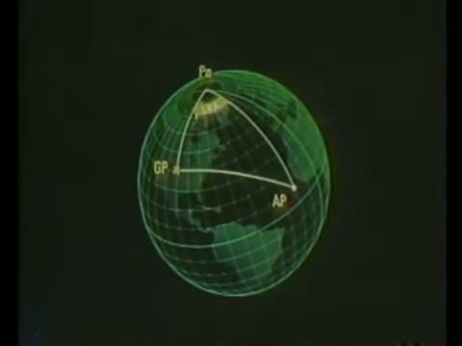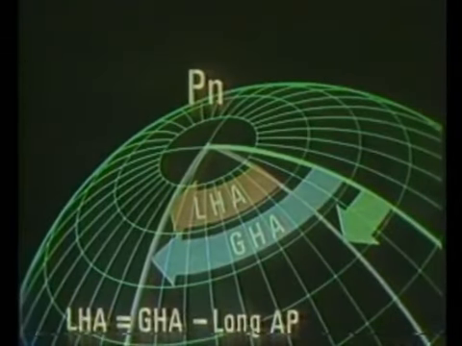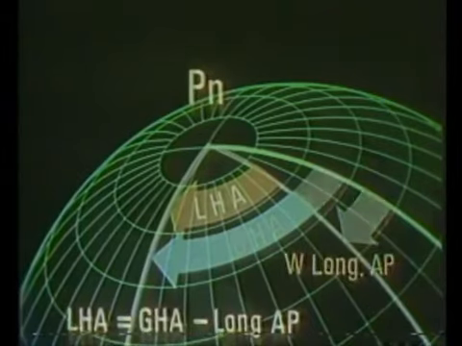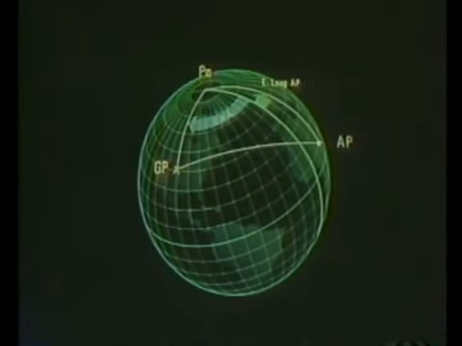This angle is the LHA, local hour angle, of the celestial body. It is measured from the celestial meridian of your AP westerly to the hour circle of the celestial body. In this situation, LHA of the celestial body equals its GHA minus the longitude of your AP. If your AP were here, east of the prime celestial meridian, you would add the longitude of your assumed position to the GHA of the celestial body to get the LHA.